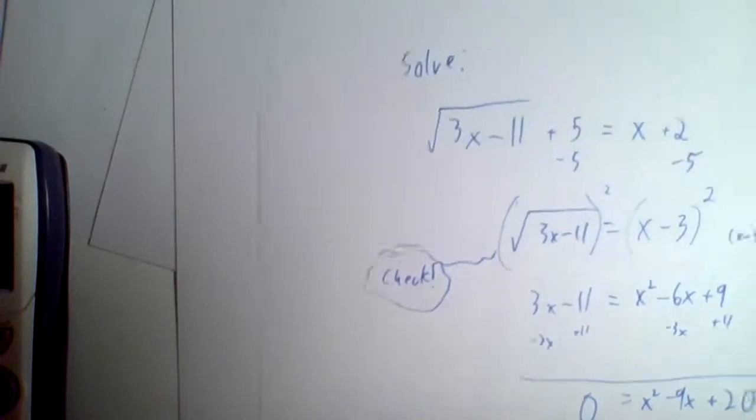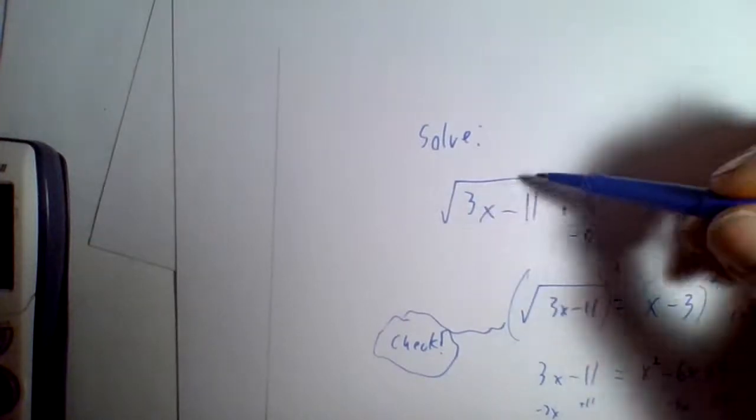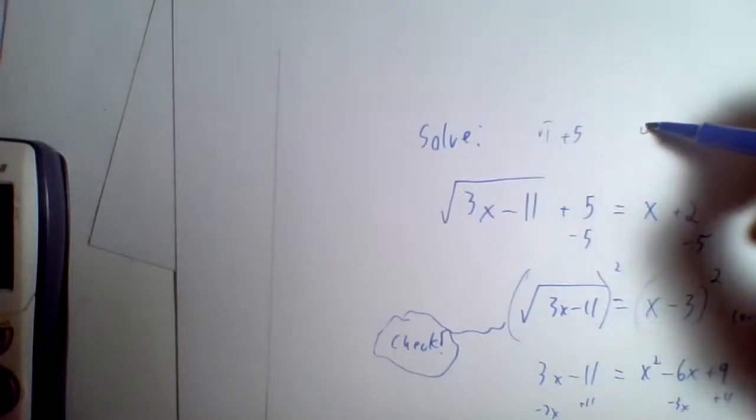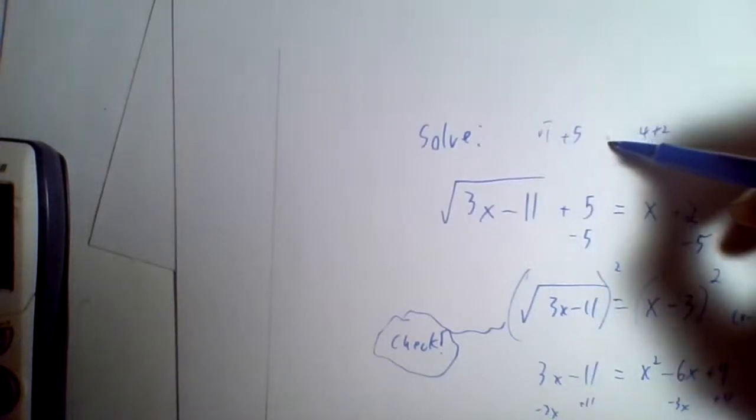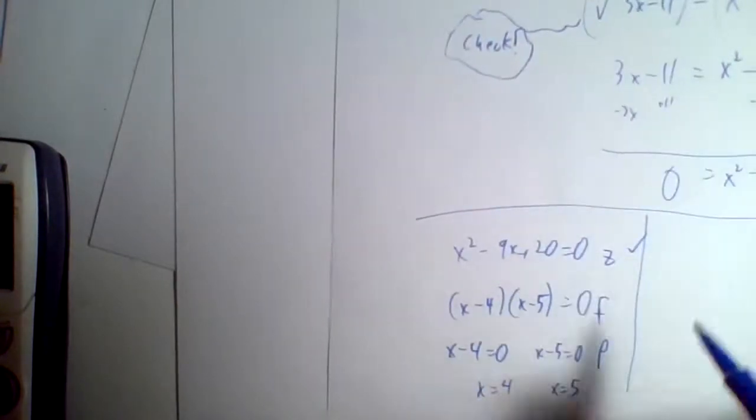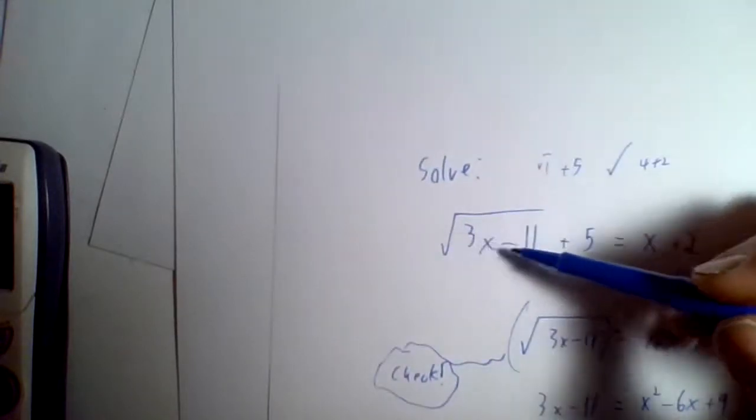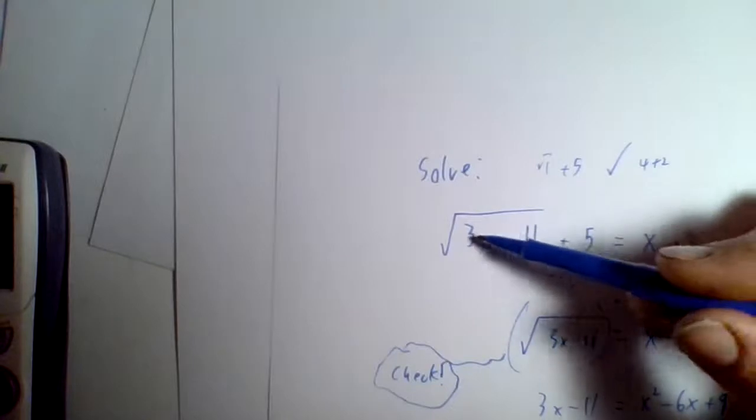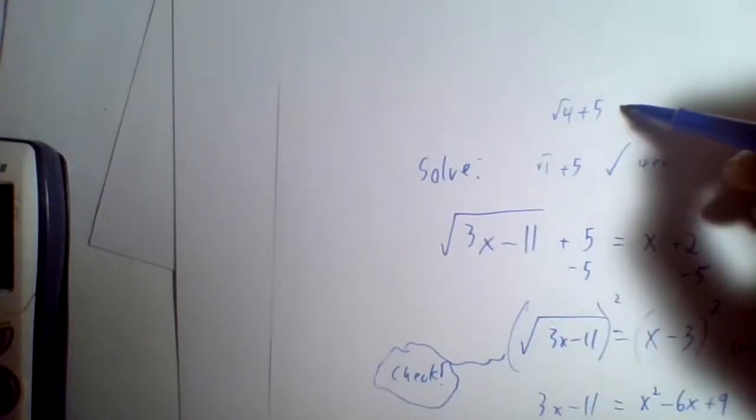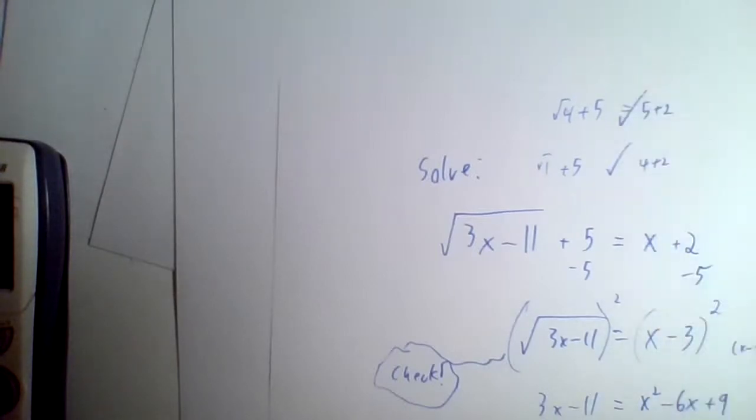So if you come back to the original with the 4, you get 12 minus 11 is 1, plus 5 comes out to 6. And 4 plus 2 comes out to 6. Yeah, those are the same. So x equals 4 checks out okay. That worked. 5, check that separately. If I plug in a 5, I get 15 minus 11 is 4. That's 2 plus 5 is 7. 5 plus 2 is also 7. So that checks out also.